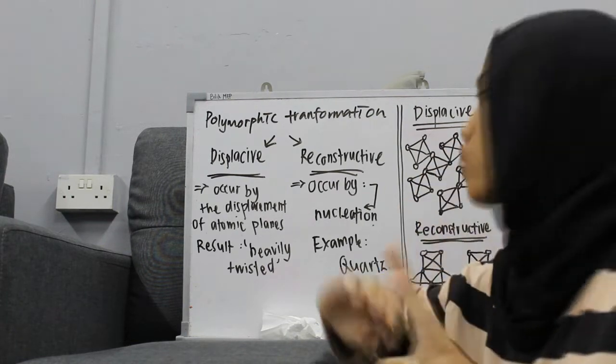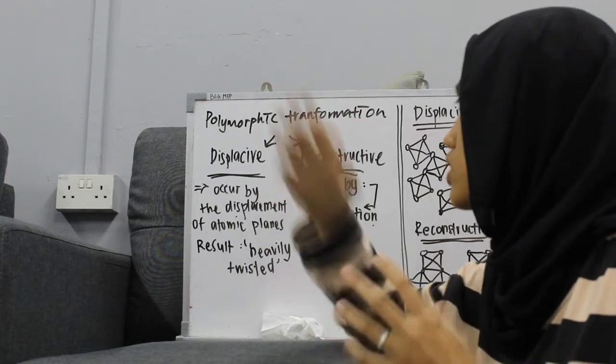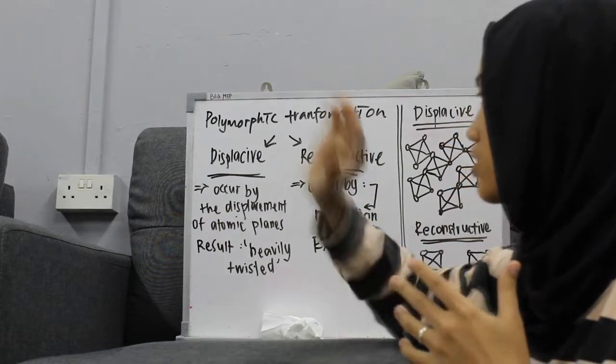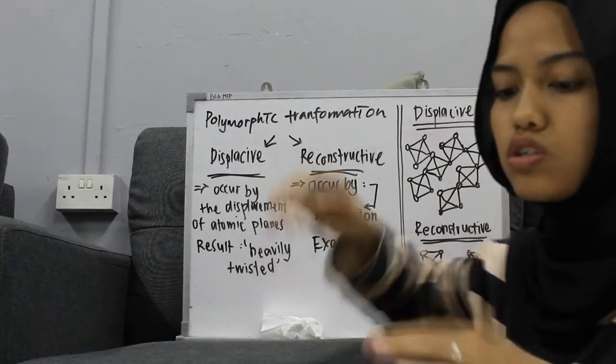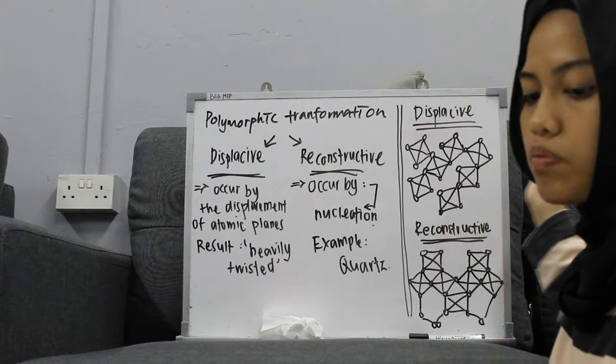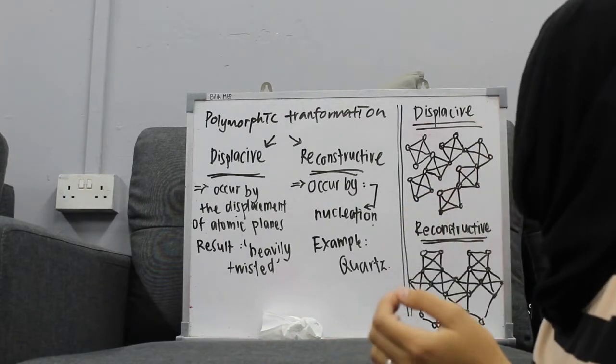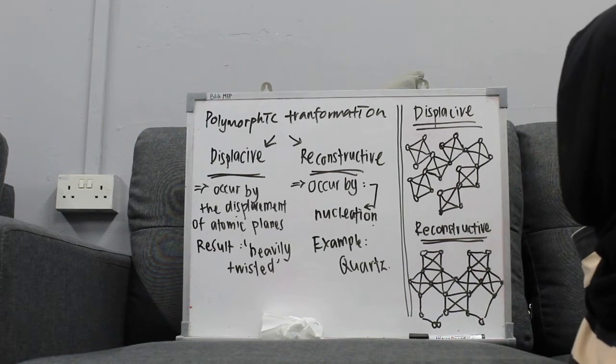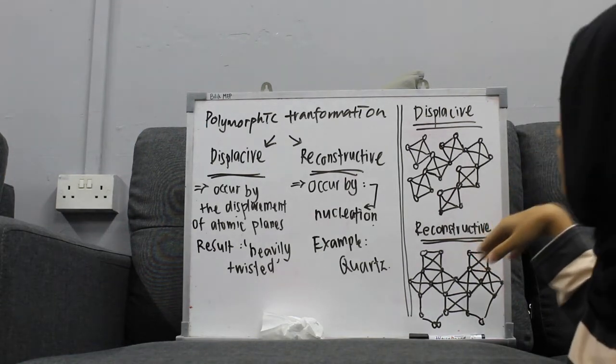The second one is displacive transformation. It occurs by the displacement of atomic planes, and the result is a heavily twisted structure. This is an example of the schematic of displacive transformation and also reconstructive transformation.